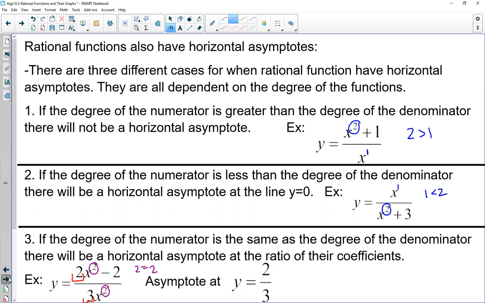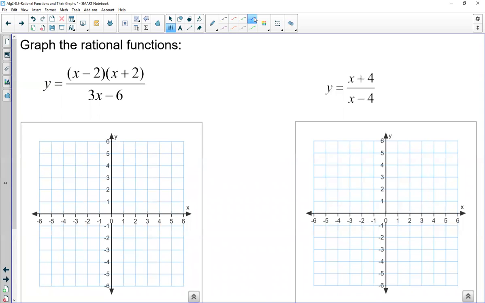Let's look at a few examples. So we're going to graph the two functions given. In our first one, we have x minus 2 times x plus 2 in the numerator. In the denominator, we have 3x minus 6. Now, the first thing we always want to do is factor everything. Okay, everything that we can, we want to factor. So in our top, we have x minus 2 times x plus 2. In the denominator, I have 3 times x minus 2.